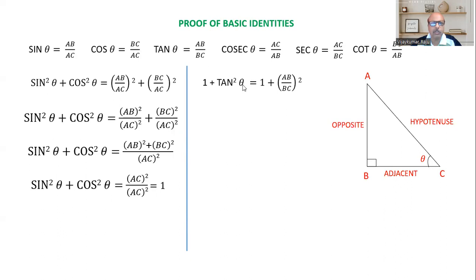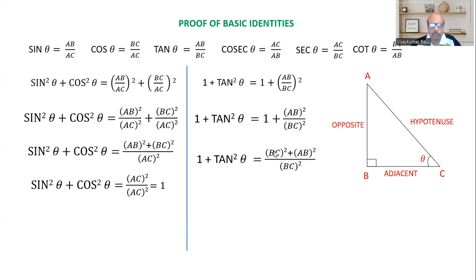Next, 1 plus tan square theta. Tan is AB upon BC. 1 plus AB upon BC whole square is equal to 1 plus AB square upon BC square. Take LCM here. So you'll get BC square plus AB square upon BC square. AB square plus BC square we have just written as AC square. So AC square upon BC square, that is AC upon BC whole square. AC upon BC is nothing but sec. So it is sec square theta. So 1 plus tan square theta is sec square theta. Once you know these ratios, we come to know how this has been derived.